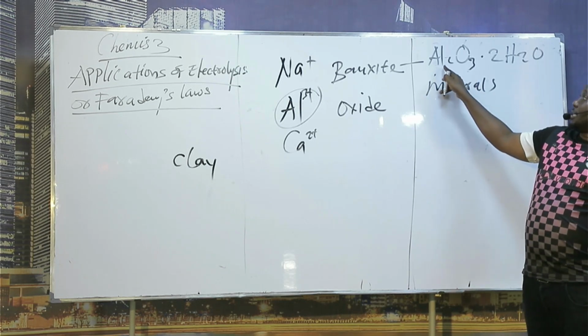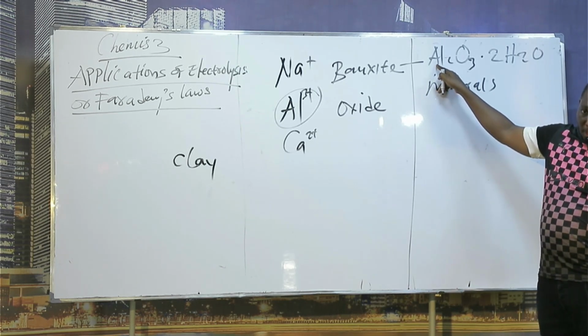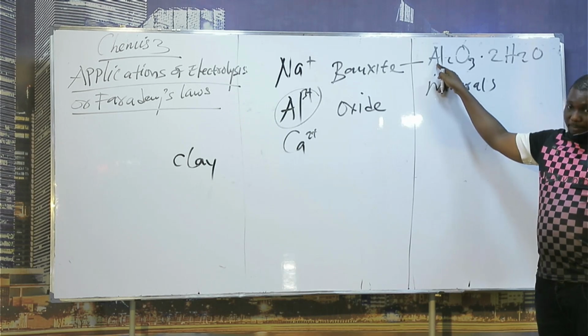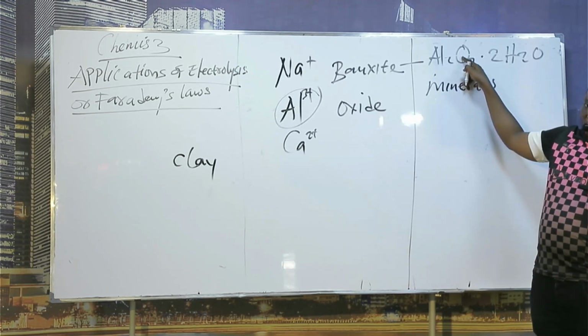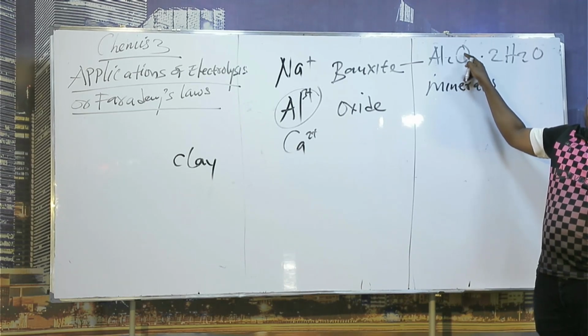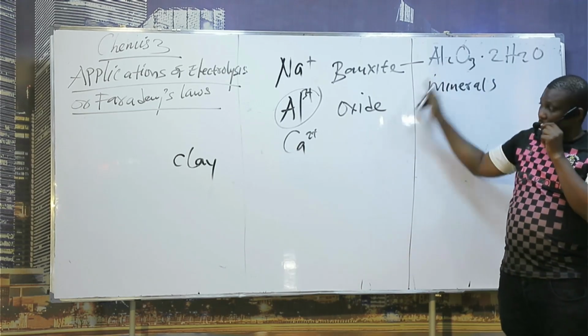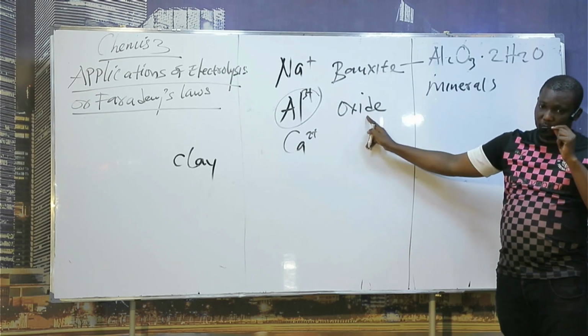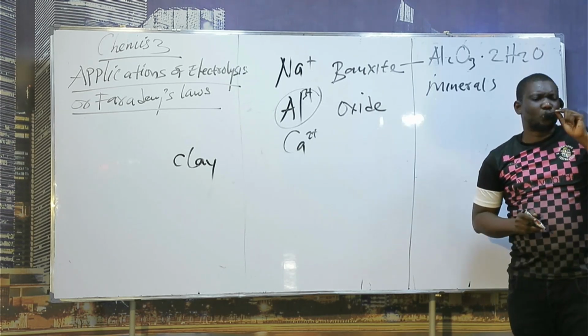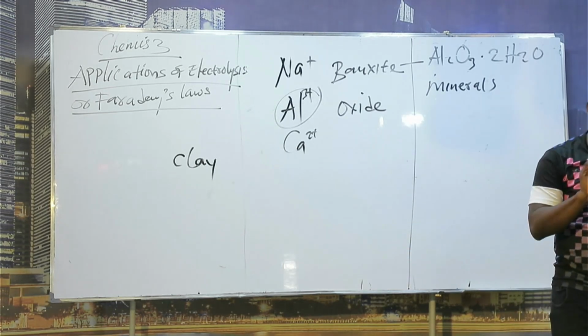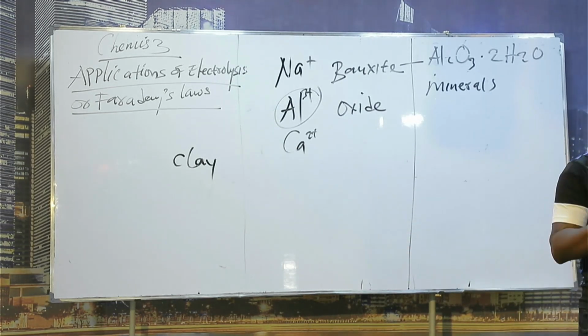Watch this aluminium in its combined state. This bauxite is what? Oxygen is the main radical of this particular aluminium. So the class of this ore is what? Oxide. There are so many other ores that are oxides apart from bauxite.